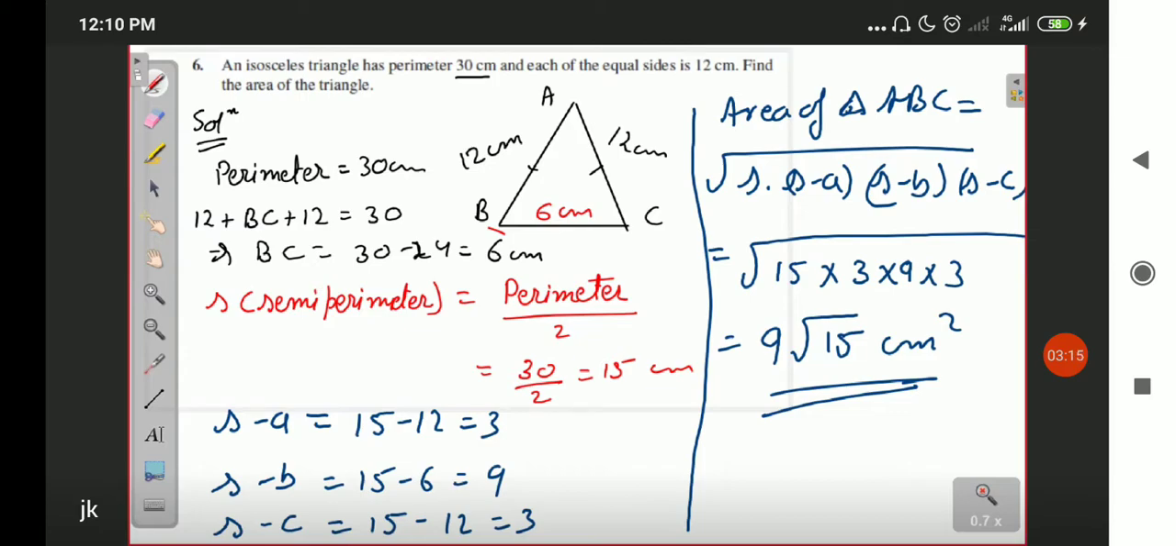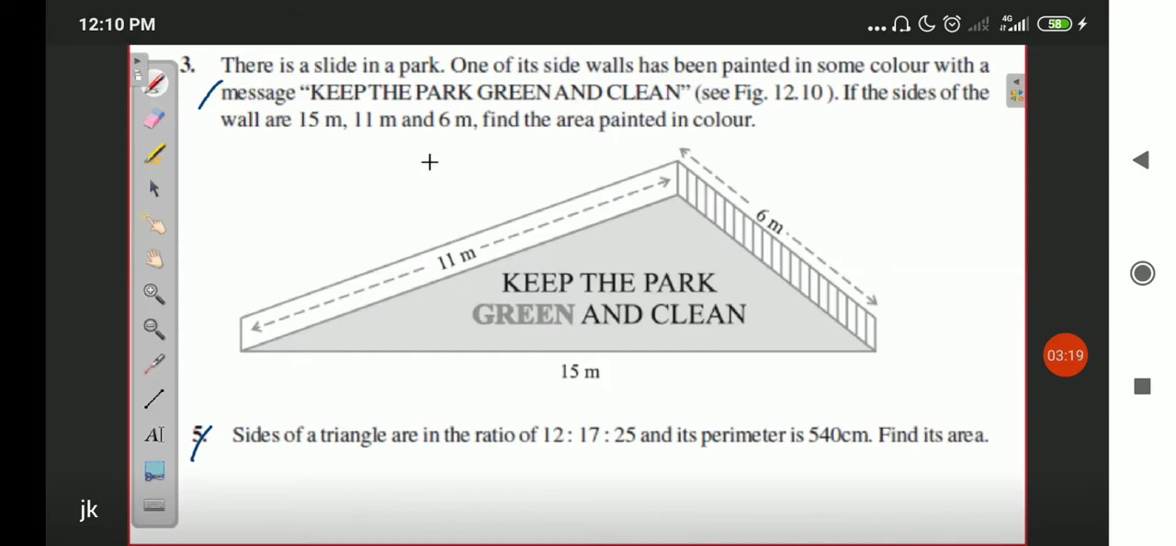Next, questions number 3 and 5 will be your homework, as you already know. Okay, I guess most of you have already done it. And I have discussed question number 3 in live classes, question number 5 in live class as well. Next, there are two more examples for you, example number 1 and example number 2. Try to do those examples in your homework copy as well.